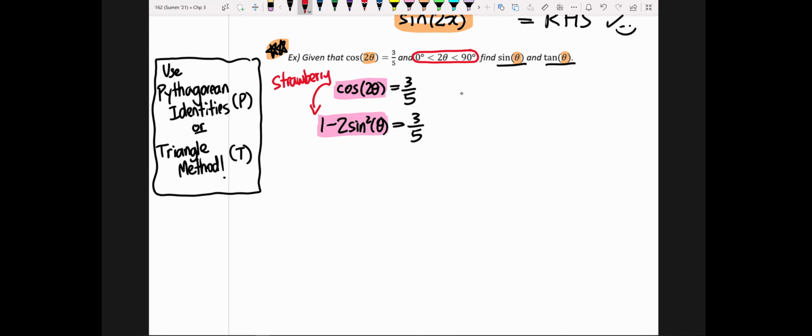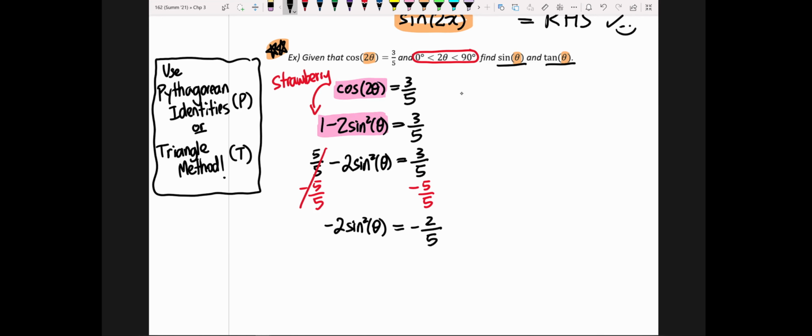Okay, so now we can solve for sine of theta. Let's get a common denominator. We could rewrite 1 as 5 over 5. We want to isolate sine of theta, so let's subtract 5 over 5 from both sides. We get negative 2 sine squared theta is equal to, this is going to be negative 2 over 5.